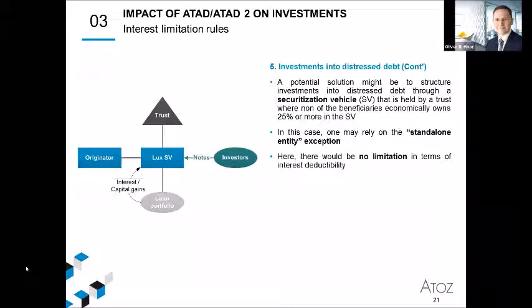Another solution might be a securitization vehicle. And here we have a typical situation where a Luxembourg securitization vehicle is owned by a foreign trust or foundation. So the Luxembourg securitization vehicle would issue notes to the investors. And the notes would track the profits from the underlying loan portfolio. And here the Luxembourg securitization vehicle, if it takes the form of a Luxembourg company, would be subject to standard Luxembourg tax rules, including the interest limitation rules. So therefore, in principle, we would have a concern.